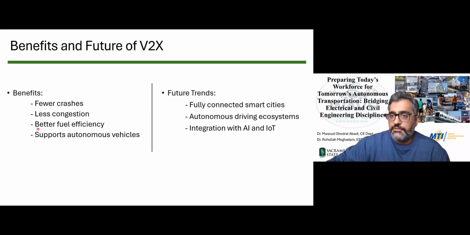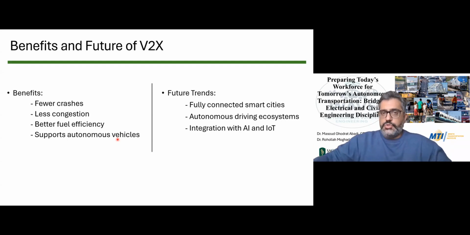And of course, if we are talking about future trends, if we are talking about autonomous vehicles, those autonomous vehicles would require smart infrastructure. They would require smart cities. They would require V2X to best perform. And I'm sure that in future we will learn more about the integration of AI and Internet of Things in these topics.